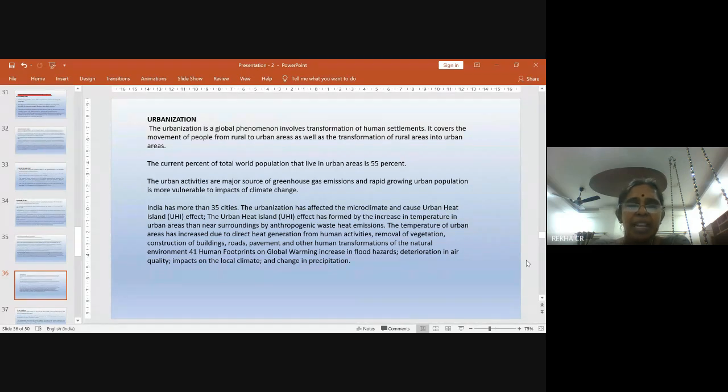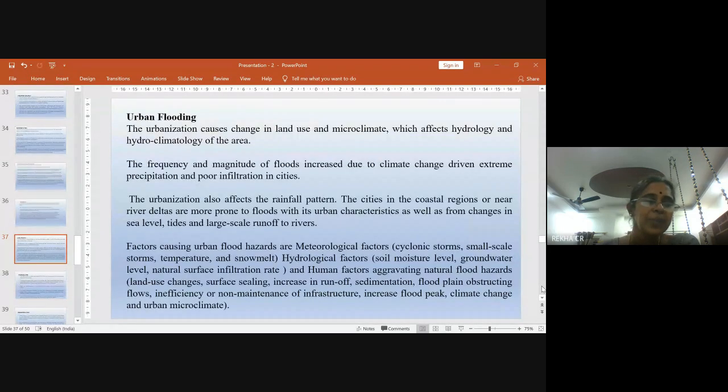India has more than 35 cities, and this urbanization has affected the climate, and it causes the urban heat effect. The urban heat effect is due to the increase in the temperature in the urban areas by the waste heat emissions. The temperature of the urban areas has increased due to the direct heat generation from human activities, removal of vegetation, construction of buildings, roads, and other human transformation of the natural environment. All this leads to the increase in global warming, deterioration in the air quality, impacts on the local climate, and change in the rainfall or precipitation.